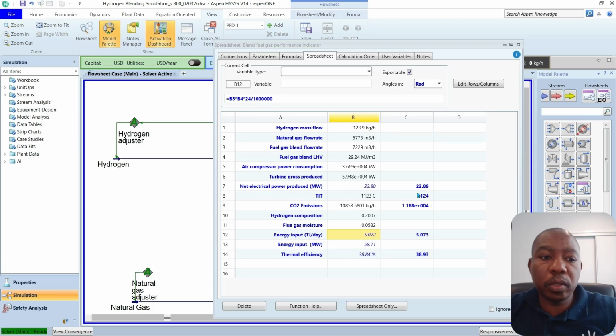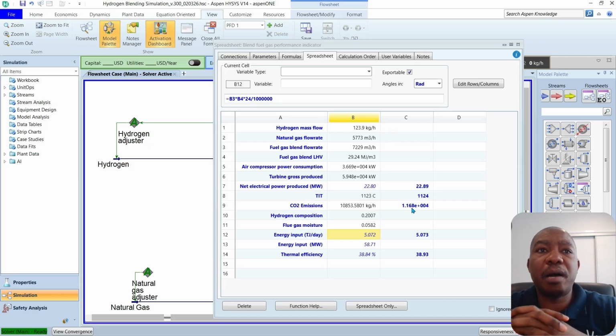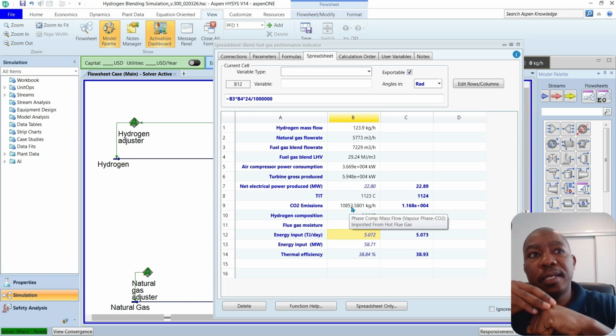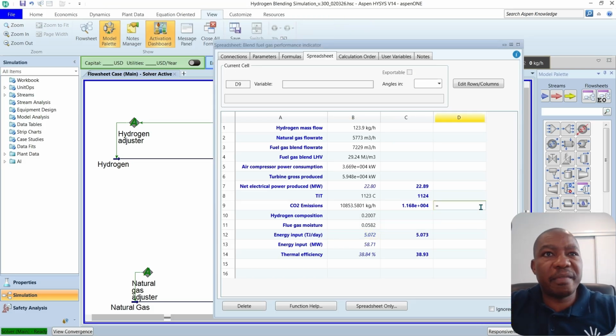What is important is the carbon dioxide, because the only reason we are doing this is to reduce our emissions. If you remember, our baseline emissions were 11,677 kilograms per hour of CO2 from natural gas combustion. Now we've got 10,853 kilograms being emitted, right? We can calculate that percentage. I think that was about 7%.